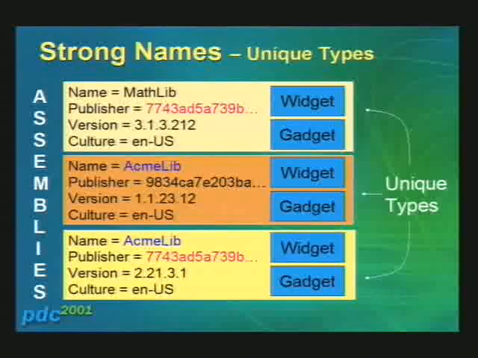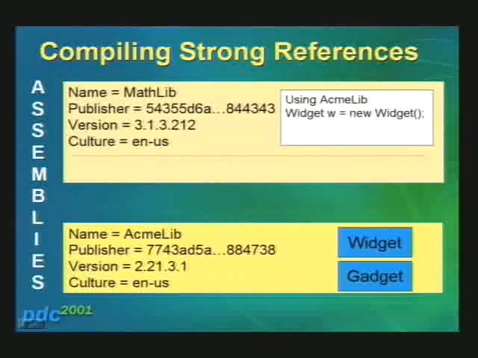So for example, I can have 3 assemblies here that all contain 2 types, one called widget and one called gadget. And you'll notice that they're created by 2 different publishers, and the assemblies have different names. So up here I have an assembly called MathLib, and down here I have one called AcmeLib and AcmeLib. So these are different. The first and third are created by the same publisher, because they have the same publisher key, but they're different versions, and this one is created by a different publisher. So you can see that even though the types have the same name, they're all uniquely identified because we use the assembly identity to qualify the type name.